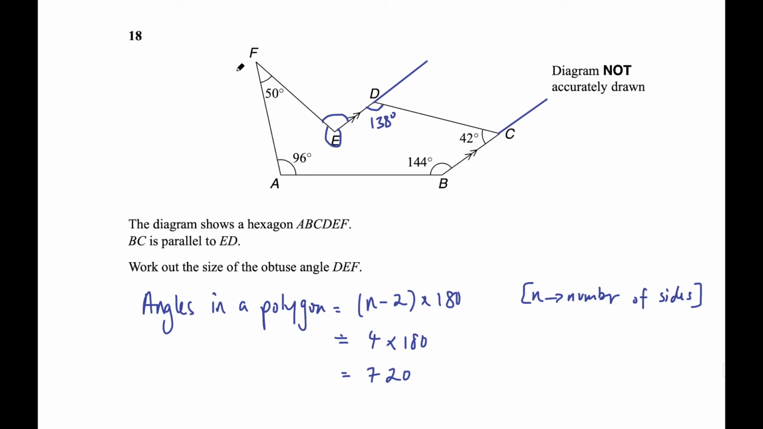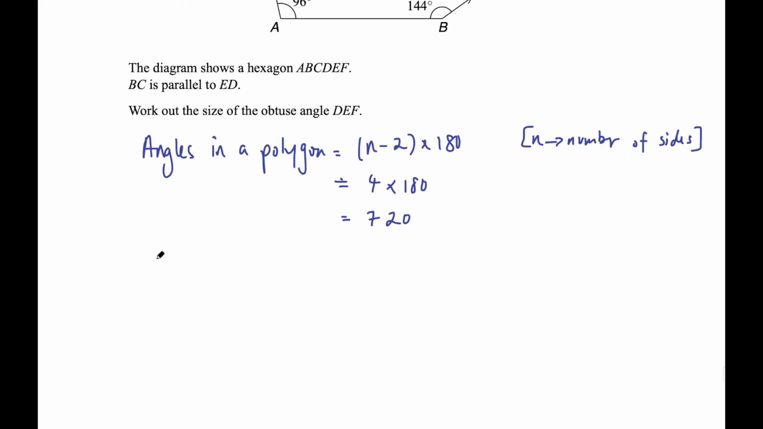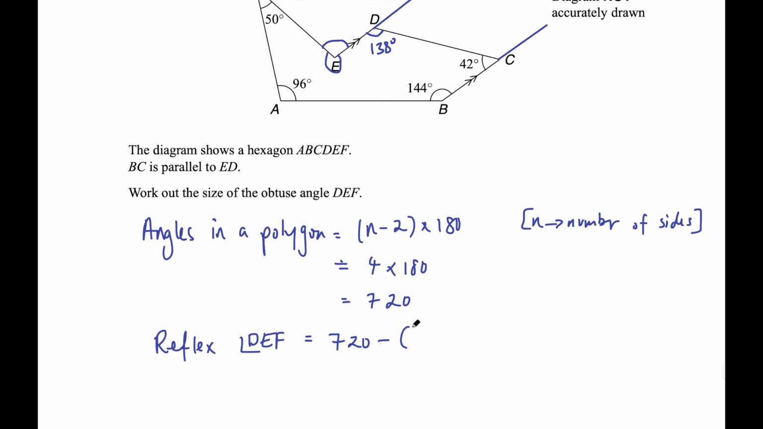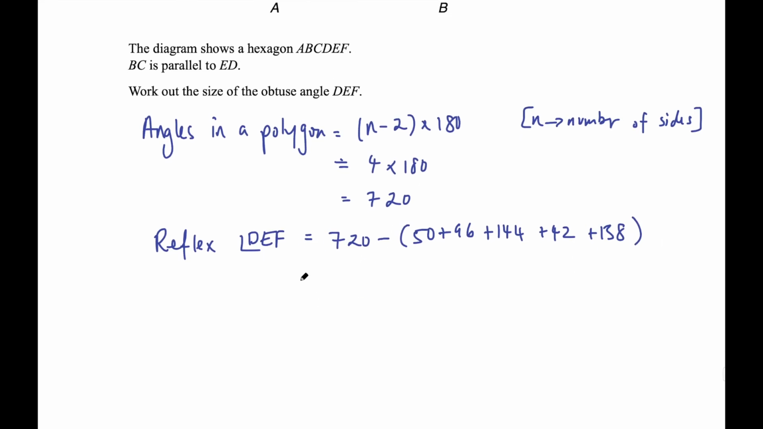I have 5 of the angles. That means I can work out the remaining angle by subtracting all of these from 720. So I would say, therefore, that reflex angle DEF is going to be 720, subtract all of these ones added up. So 50 plus 96 plus 144 plus 42 plus 138. Add these all up, take them from 720, I'd end up with that reflex angle.